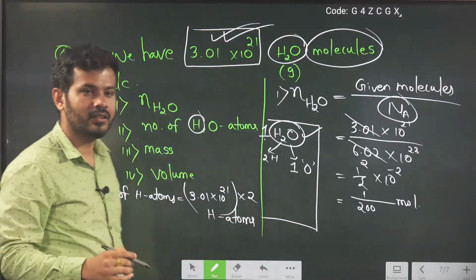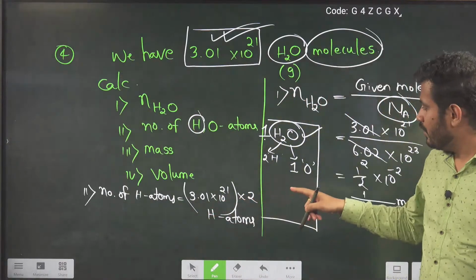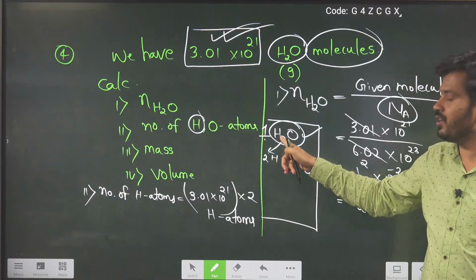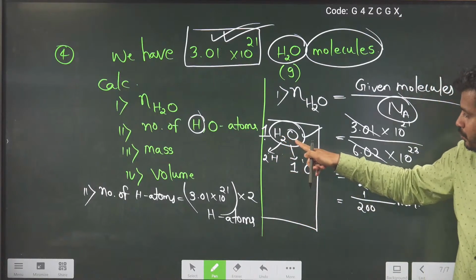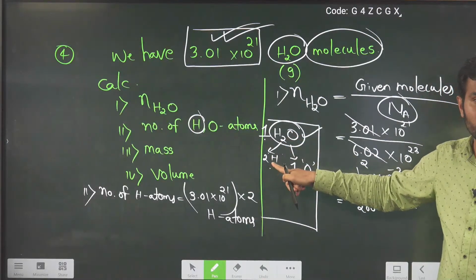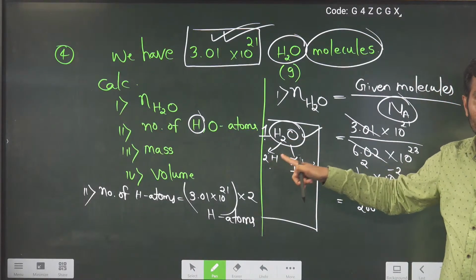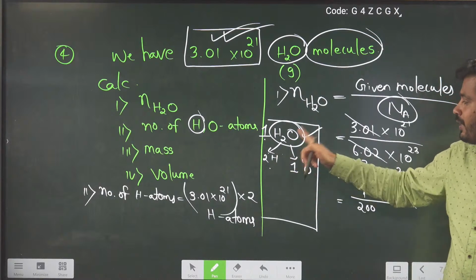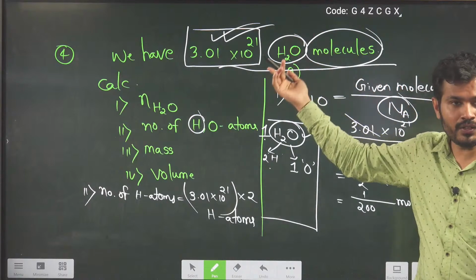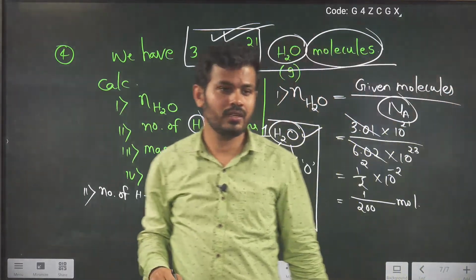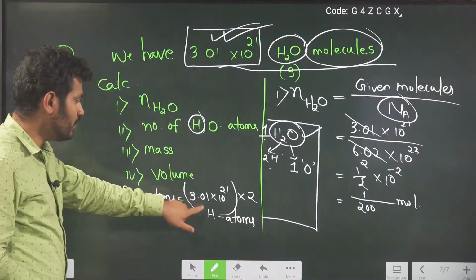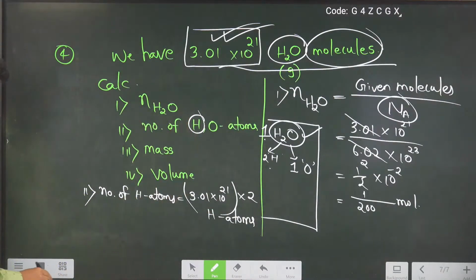Is it clear? It is very simple. One H2O contains 2 hydrogen atoms, meaning the number of hydrogen atoms is just double the number of H2O molecules. 1 H2O, 2 hydrogen atoms; 2 H2O, 4 hydrogen; 3 H2O, 6 hydrogen; 10 H2O, 20 hydrogen. The number of hydrogen atoms is double the H2O molecules. How many H2O molecules do we have? These many. So just multiply with 2, you will get the number of hydrogen atoms. Very good. You can do the calculation. This is 6.02 into 10 to the power 21. That will be the answer.